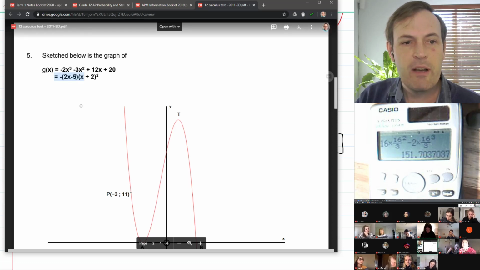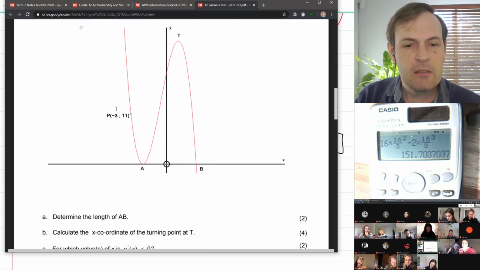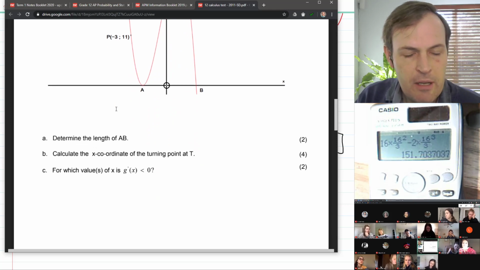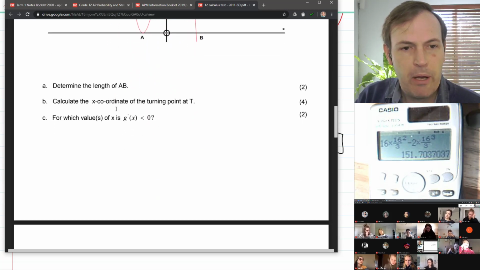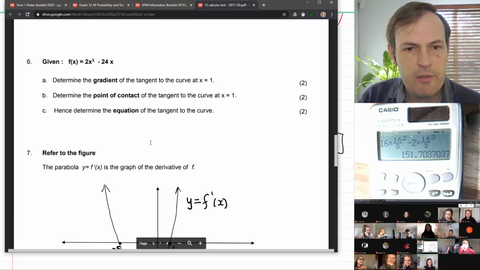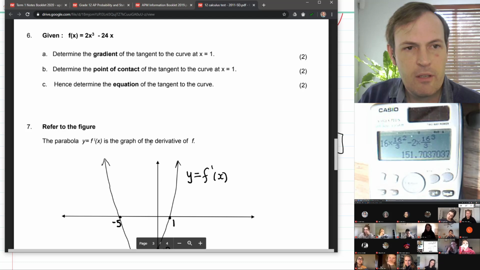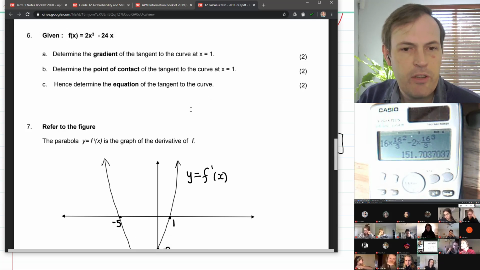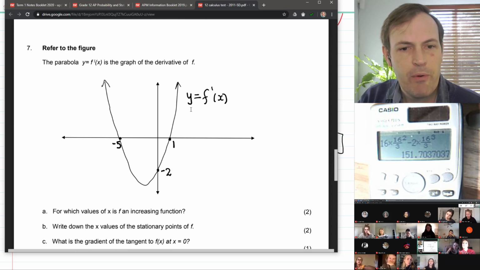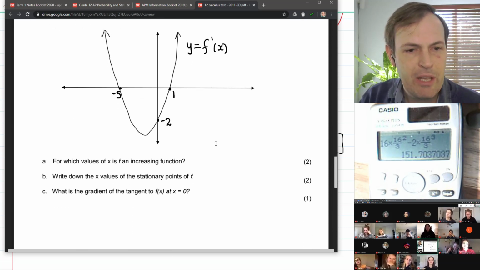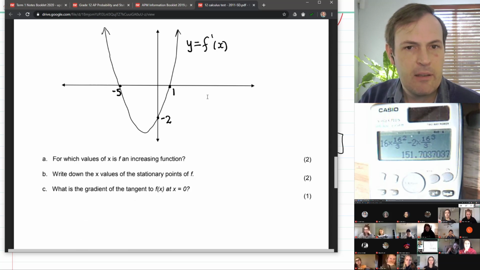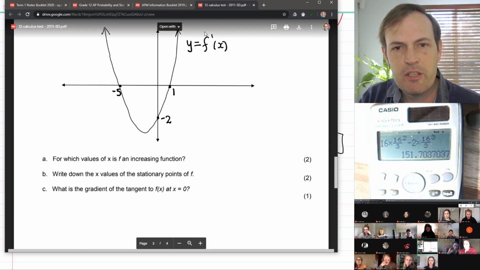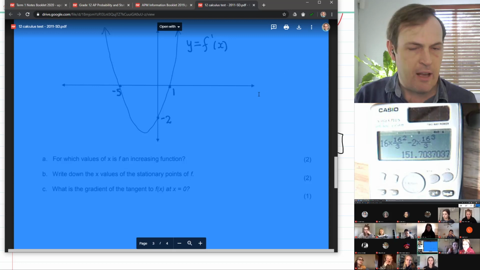They've given it to you in factorized form here for a reason, and I'll let you work out what that reason is. But yeah, those are all fairly straightforward questions. Gradients, points of contact of the tangent, equation of tangent. Yeah, you did that stuff right at the beginning. Parabola, not a very well drawn parabola, but there it is. This is the derivative function. Just be aware of that.